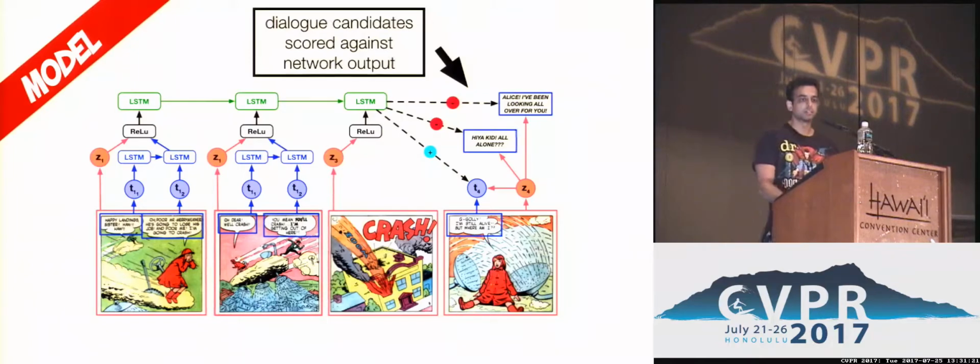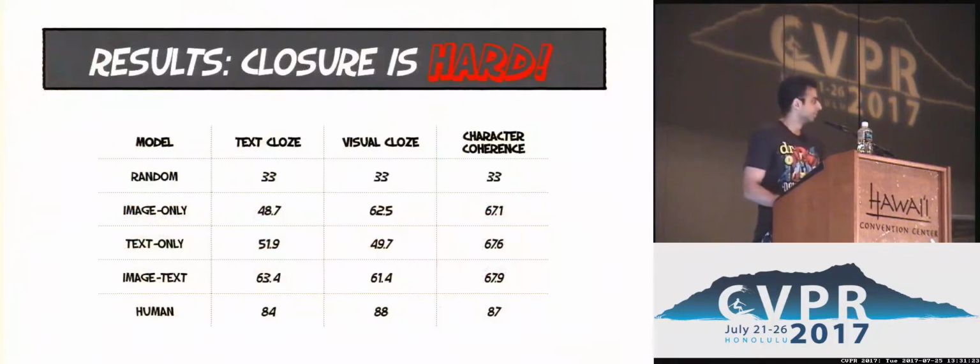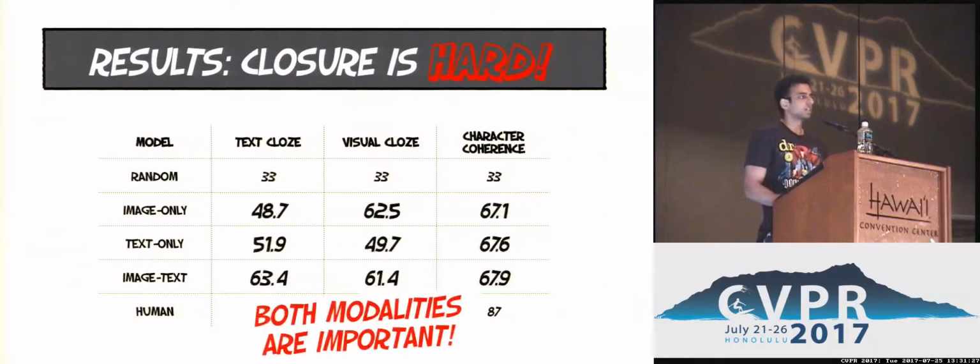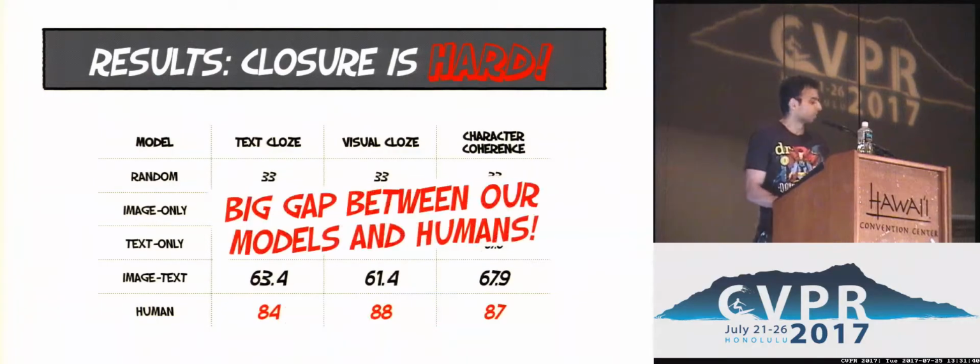Now let's take a look at some results. I just wanted to give 2 quick highlights from this table. First, both modalities are important. If we look at the text close task, we see that a model that looks just at the artwork or just at the dialogue performs far worse than a model that has access to both modalities. Second, human performance far exceeds that of computers on all 3 tasks that we look at.